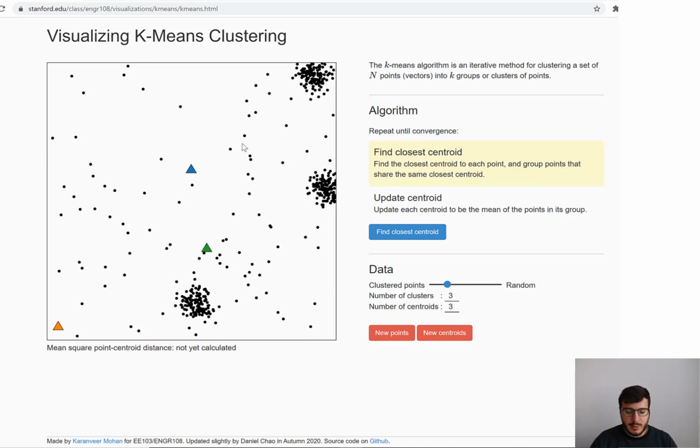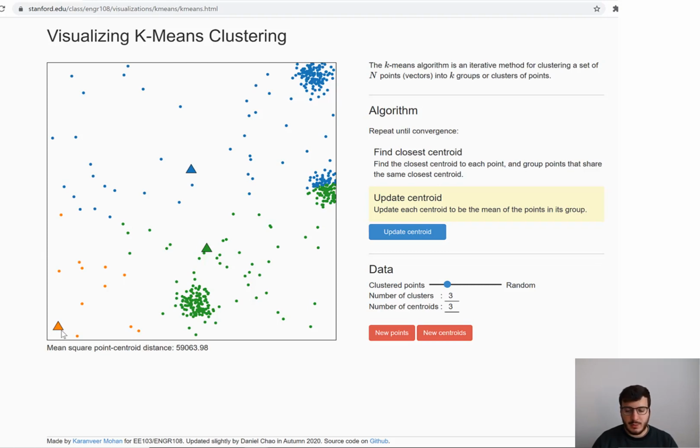As before, we start by randomly initializing the three centroids, the orange, green, and blue centroid, shown with the triangles over here. And the first step, as we said, was to assign each data point to the closest centroid. So let's do that. And we see that all of these data points at the top get assigned to the blue centroid. All of the data points over here get assigned to the green centroid. And all of the data points over here get assigned to the orange centroid.